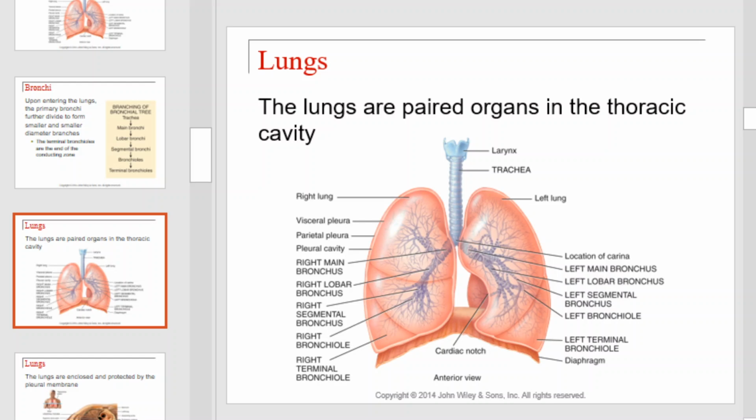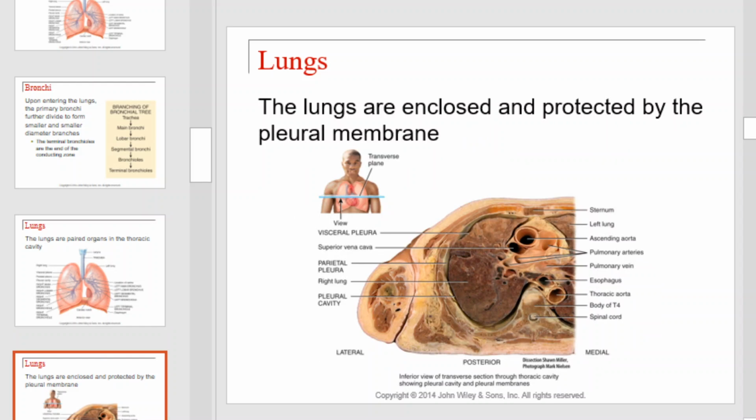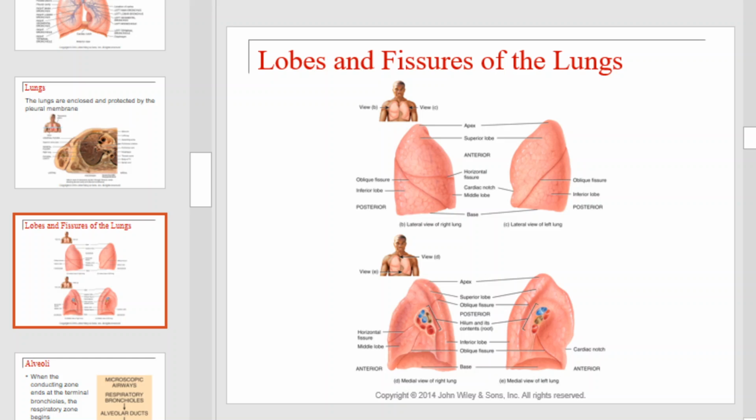The lungs are paired organs in the thoracic cavity. The lungs are enclosed and protected by the pleural membrane. The lobes and fissures of the lungs are illustrated here. Be sure to note the name and position of each labeled structure on this slide.